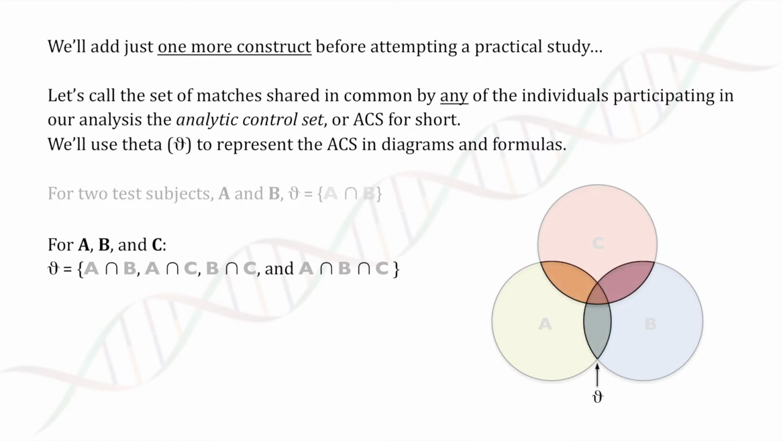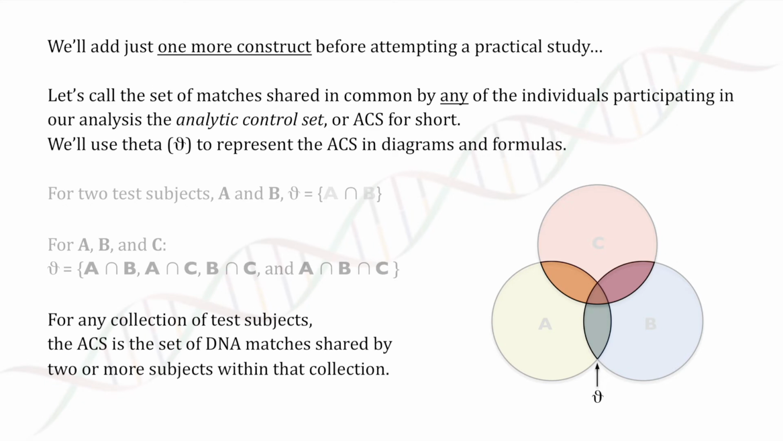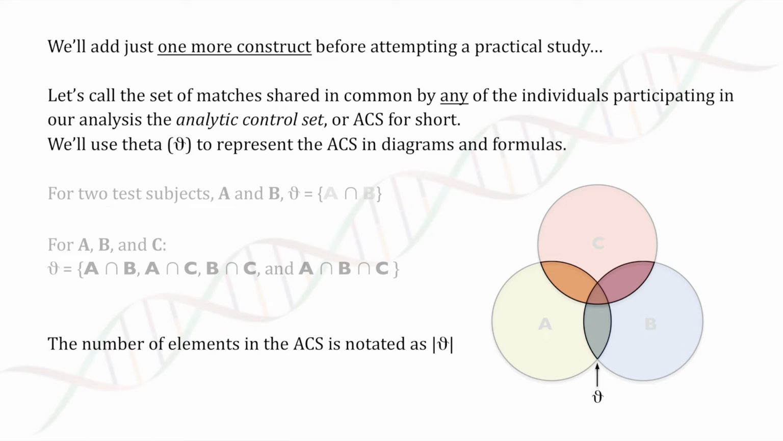As we increase the number of test subjects under consideration, we can state that for any collection of test subjects, the analytic control set remains the set of DNA matches shared by two or more subjects within that collection. Lastly, the number of elements in any collection is known as its cardinality and is notated with solid bars on either side of the collection's name.